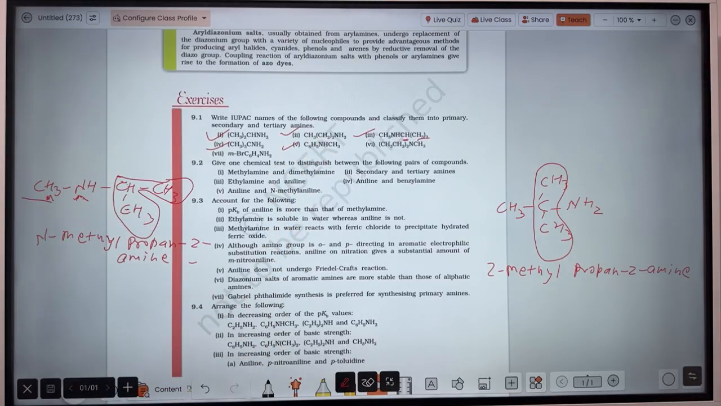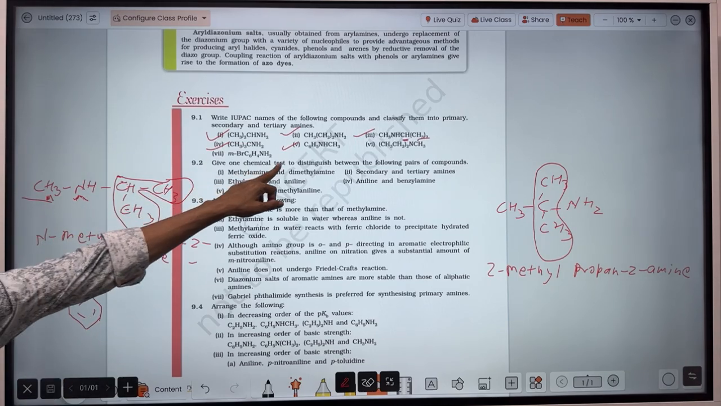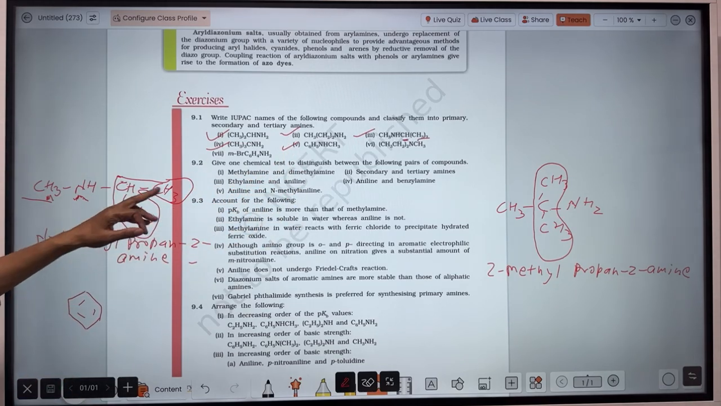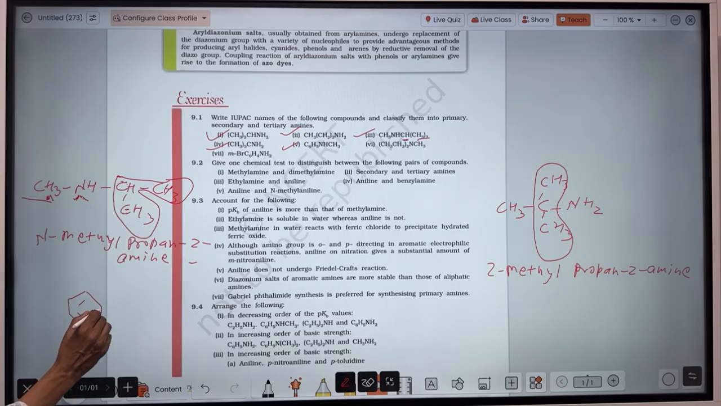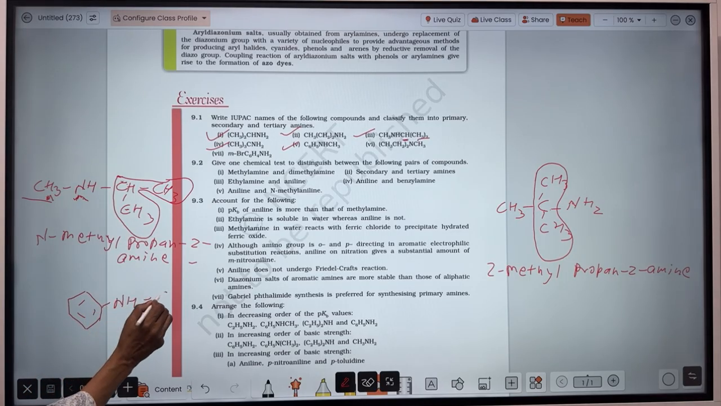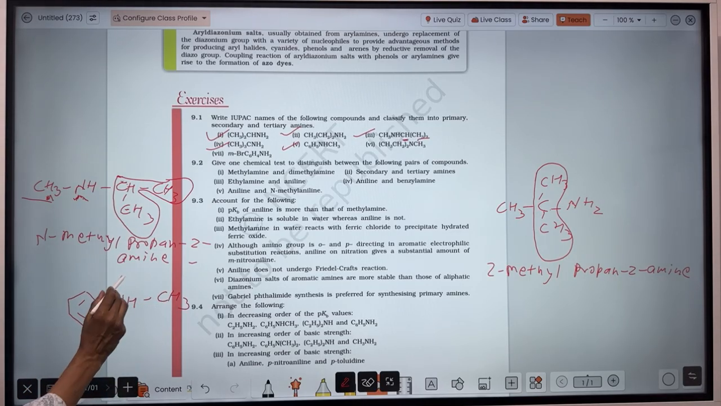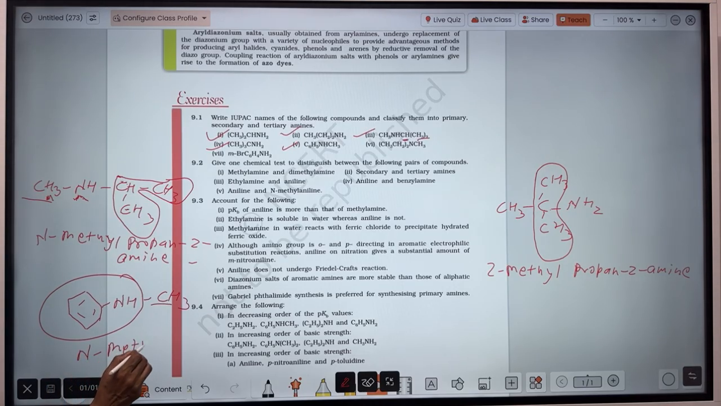Okay, this one also. Now we are discussing the fifth. It is benzene, C6H5 is benzene, and here NH and here CH3. So very simple here. It is aniline and the methyl group is bonded to the nitrogen. So that's why the name will be N-methyl aniline.